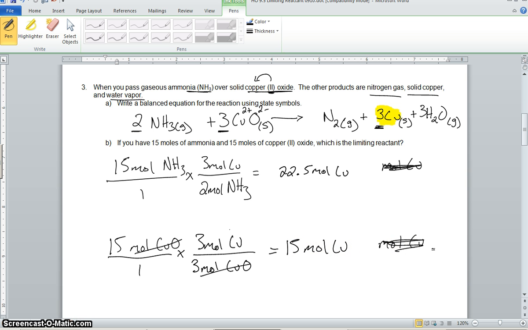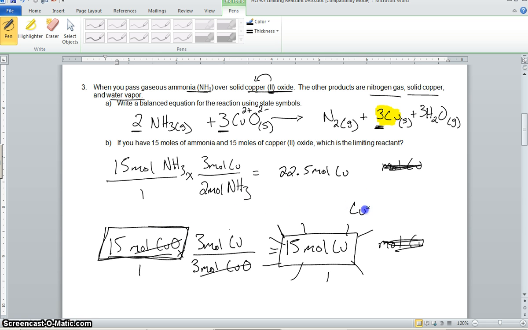So, here's what we just discovered. If all 15 moles of the NH3 react, they can make a total of 22.5 moles of copper. If all 15 moles of the copper II oxide react, we can make 15 moles of copper. But when we make this reaction go, we actually use both of these reactants at the same time, and one of them runs out first. One of them limits our reaction. It is the one that makes the least amount of product. So this is an important piece of information. That smaller number right there tells us that, in fact, this copper II oxide, CuO, is the limiting reactant.